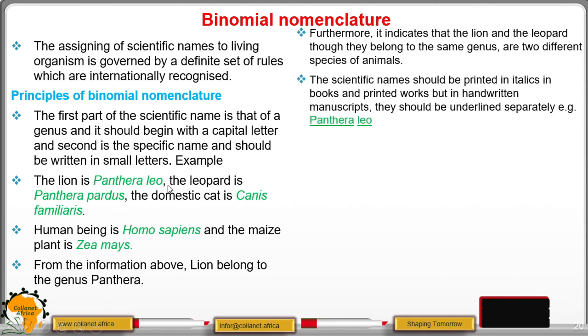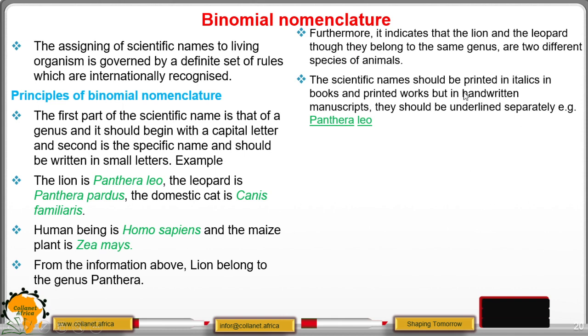That means even if these organisms are of the same genus, they cannot reproduce a fertile offspring. They are of different species.